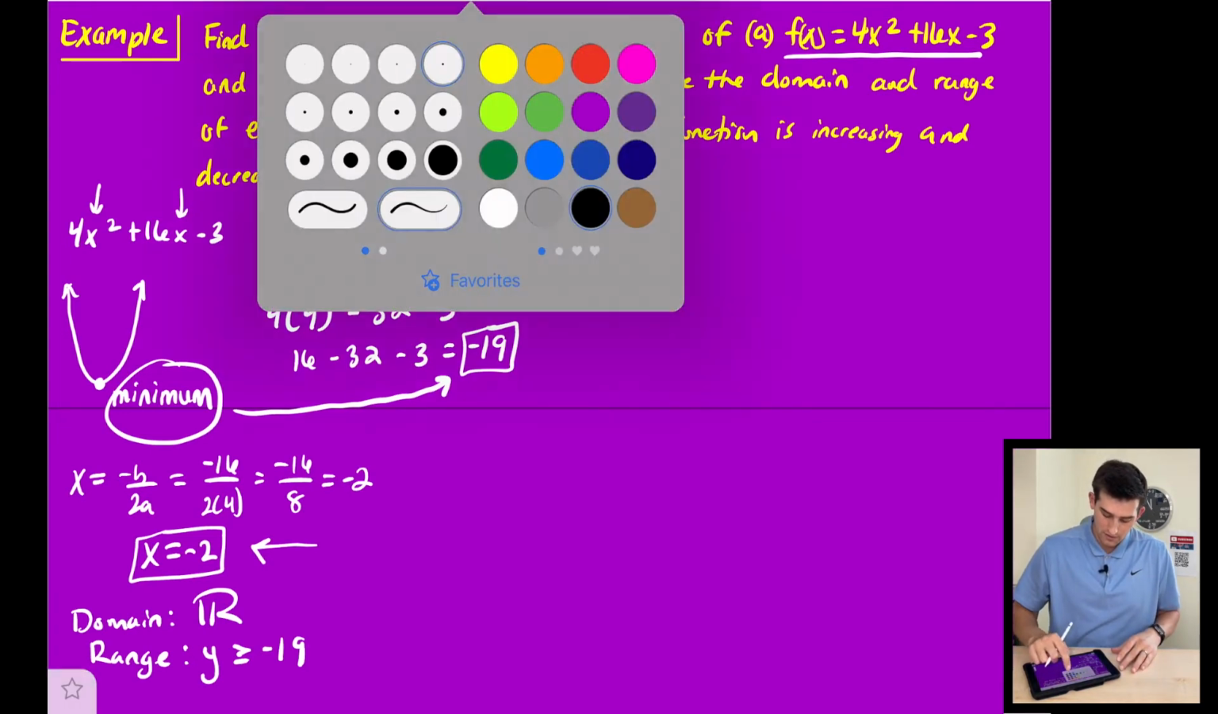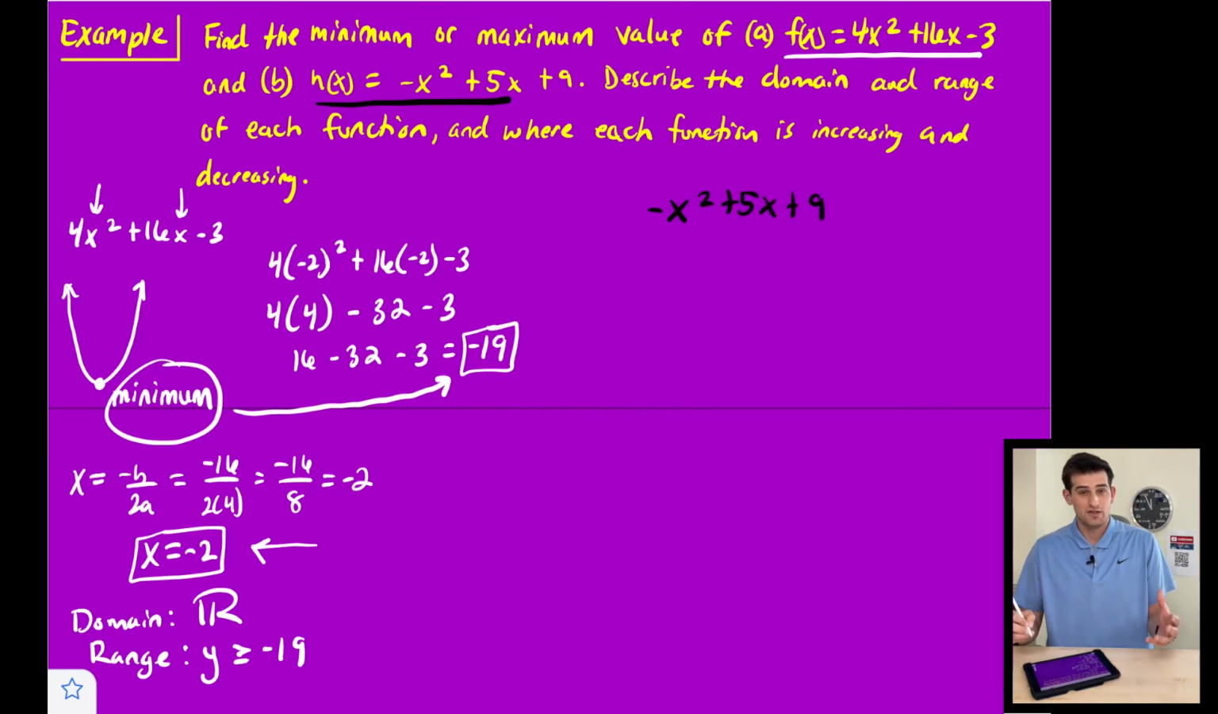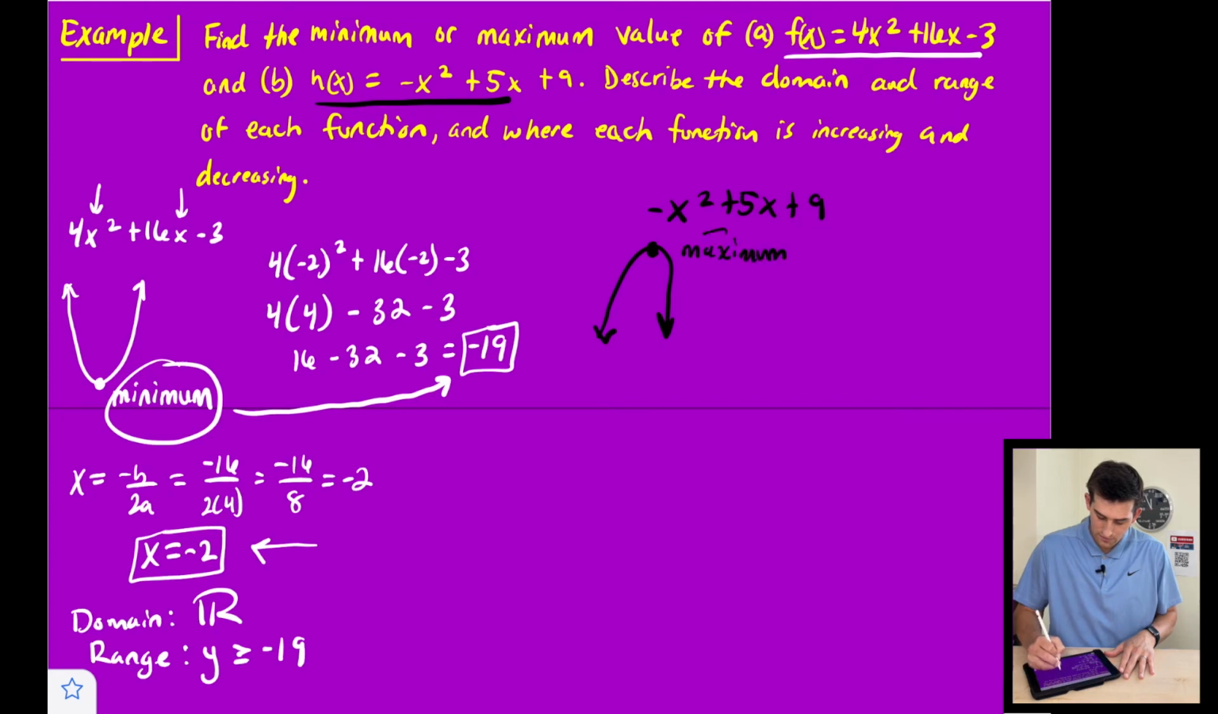Okay? All right, let's switch up our color here and let's go with our h of x function now. So we'll write it right here. We have negative x squared plus 5x plus 9. Okay, so now I notice here that a is negative, so our parabola now is going to open down, so something like this. And now we are going to have a maximum. Okay, so here's our maximum example.